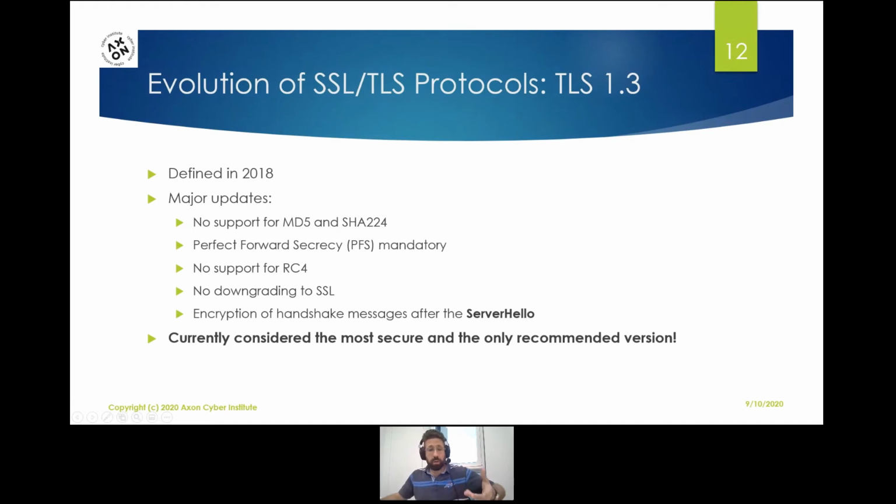Also, one of the major updates is that the handshake messages after the server hello are encrypted. We're going to look into what server hello is in a while. Only the first two packets, or the first two stages of the handshake, which are the client hello and server hello, are clear text, and then the entire handshake after that is encrypted, while in the previous versions the entire handshake was not encrypted. So 1.3 is currently considered the most secure protocol when it comes to HTTPS.